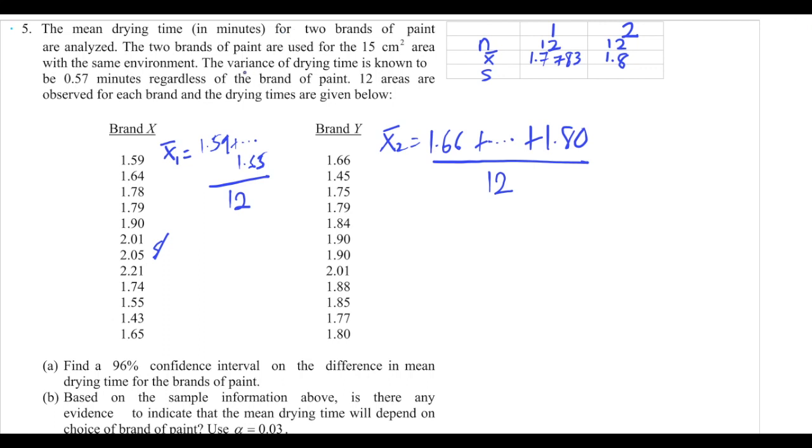The variance of drying time is known to be 0.57 minutes. So you are given the population variance. And the population variances are the same for those two groups. Instead of the sample standard deviation, now we have the population standard deviation, which would be the square root of 0.57. Similar here.